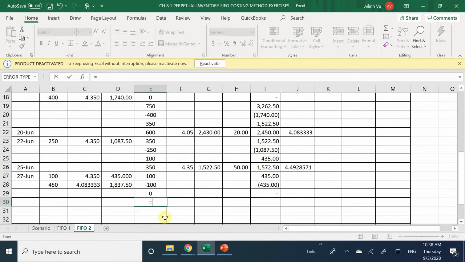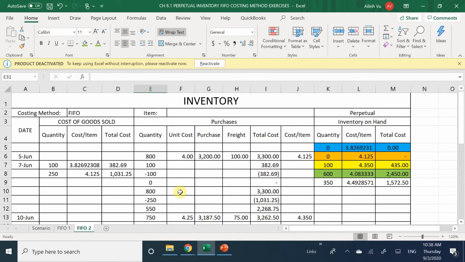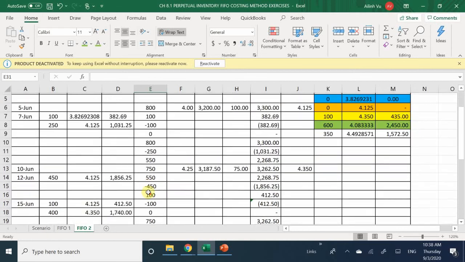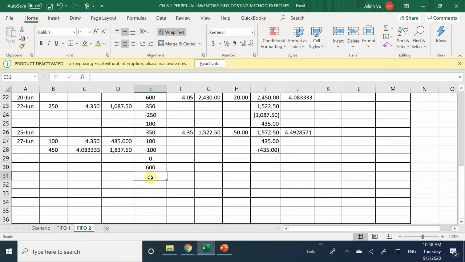450. Where are we taking the 450 from? Oh, out of the last 600. My apologies. Yep, good. We're taking it out of our green batch of 600. So 600, and how many items did we sell from the 600? 450, which gives us how much left? 150. Yes, 150.